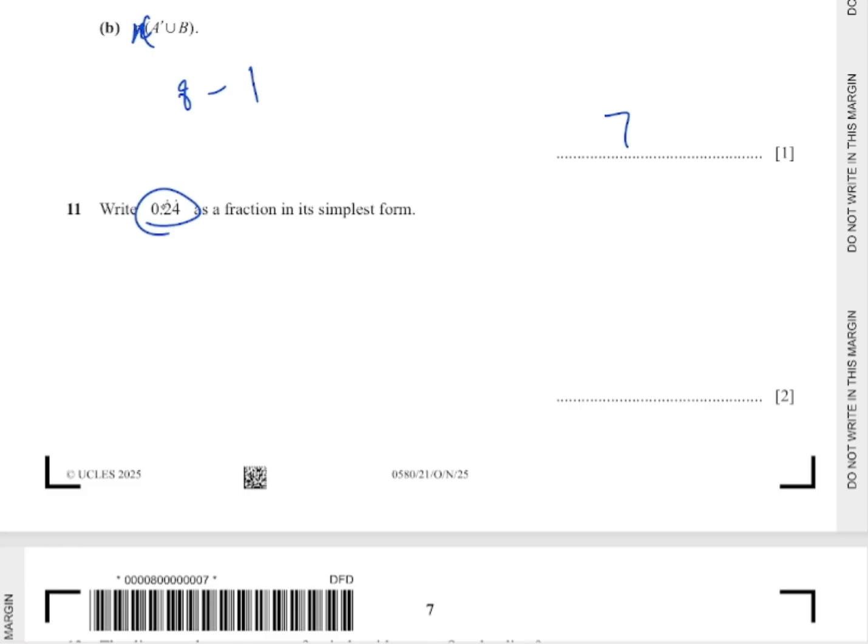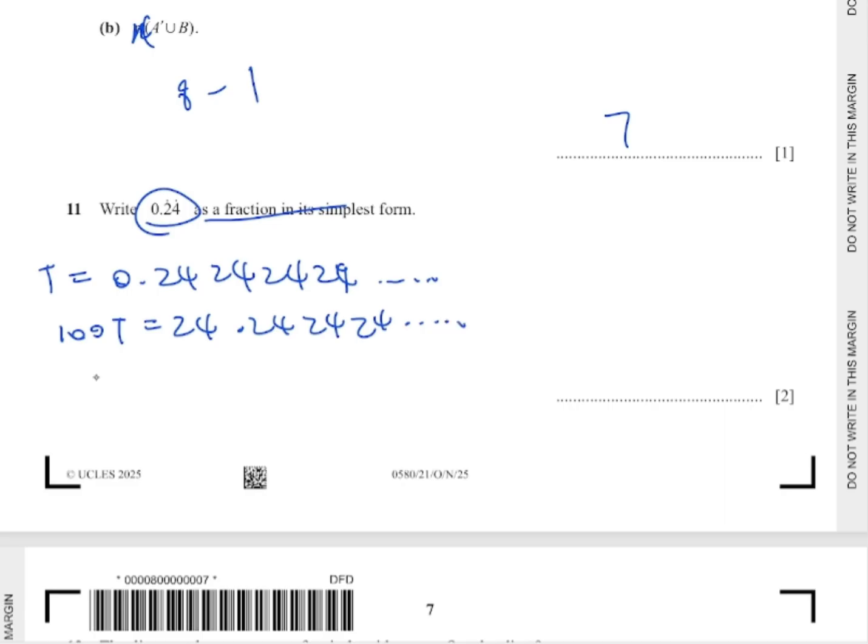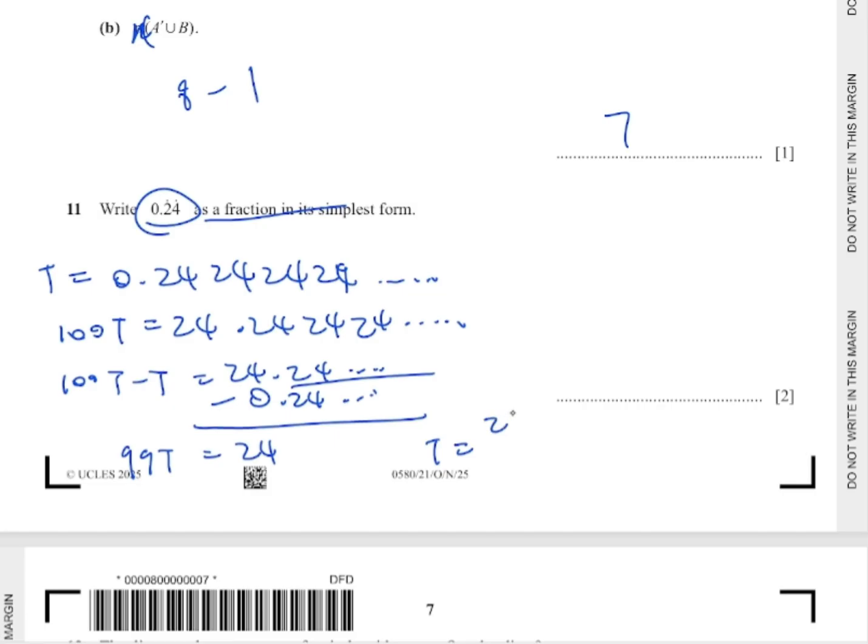Write 0.24 recurring as a fraction in its simplest form. So this is 0.24242424, goes on forever. We want to write it as a fraction. Remember what we do, we set t equal to this. Now what is 100t? 100t is 24.242424, and 100t minus t is 24.24 minus 0.24. So the decimals cancel out, gives us 99t equals 24. t equals 24 over 99. After simplifying, we can take out the 3, which is 8 over 33.